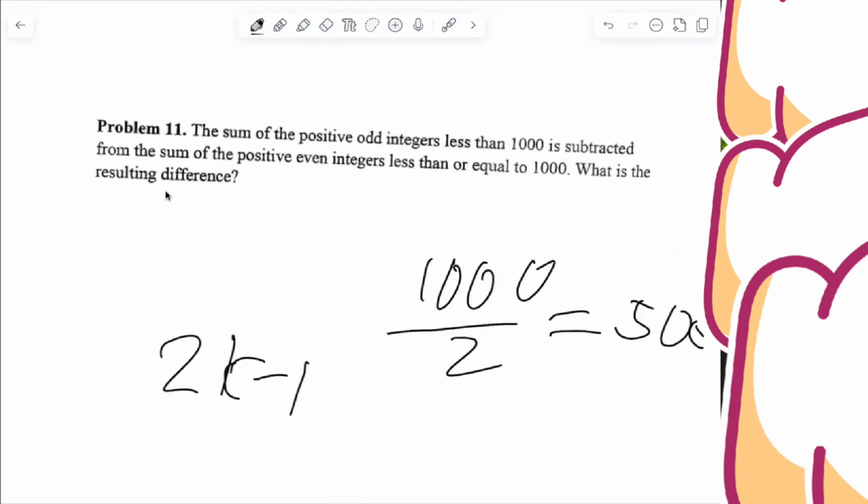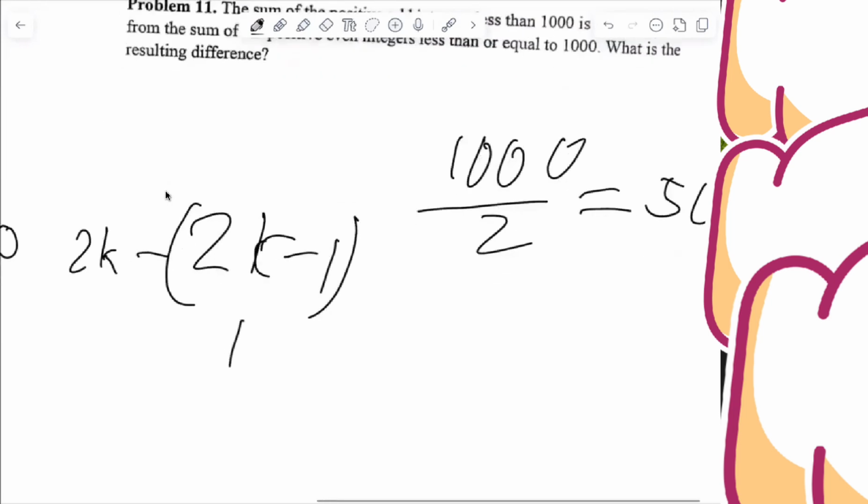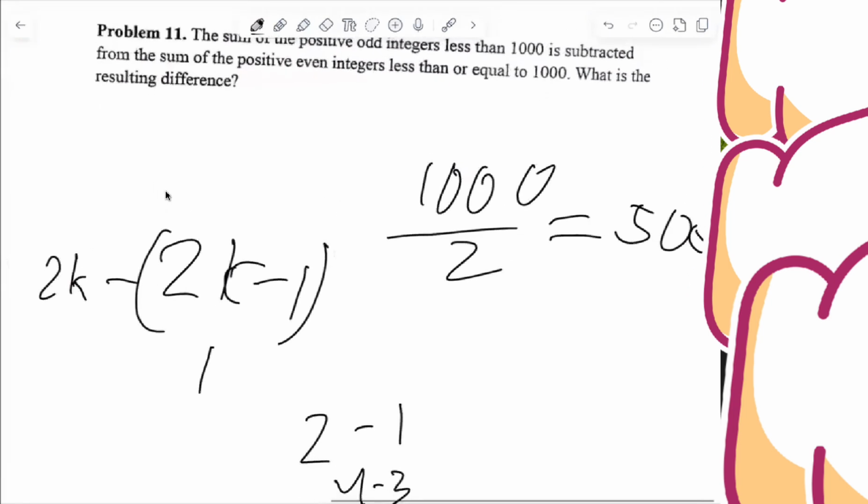So an odd integer can be expressed as 2k minus 1, and an even integer can be expressed as 2k. When we subtract, we always get 1. For example, we can just do 2 minus 1, 4 minus 3, and so on. We can make 500 possible number pairs. We choose one number from the 500 odd and one number from the 500 even, subtract, and we get 1. Do that every time, and we get 500. So the answer is 500.